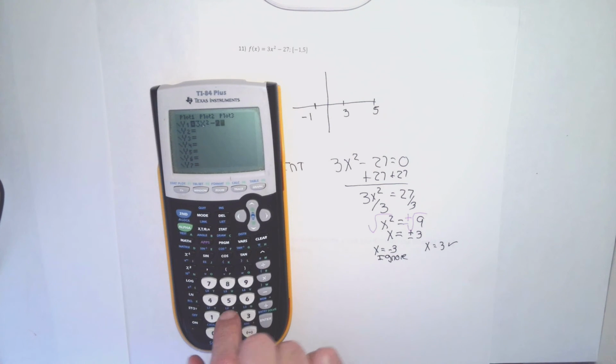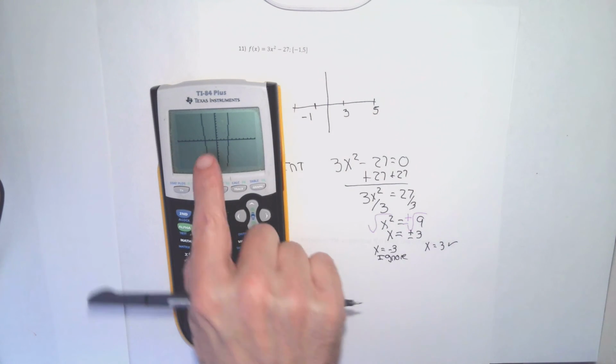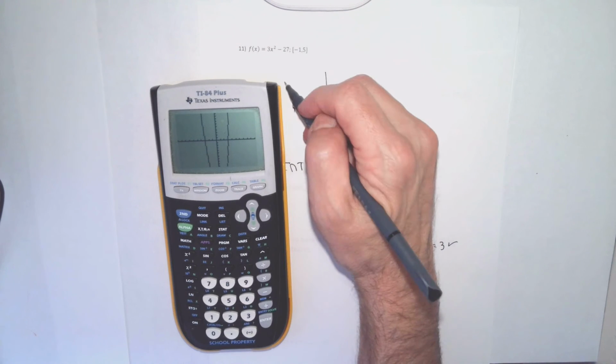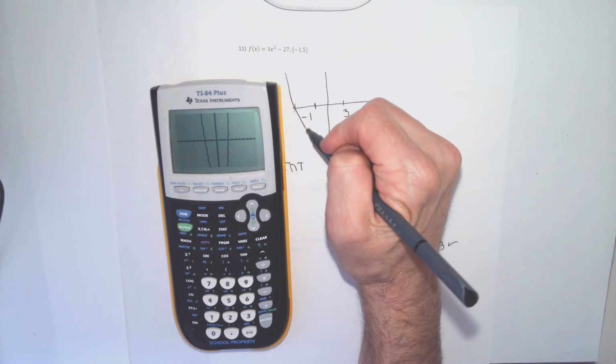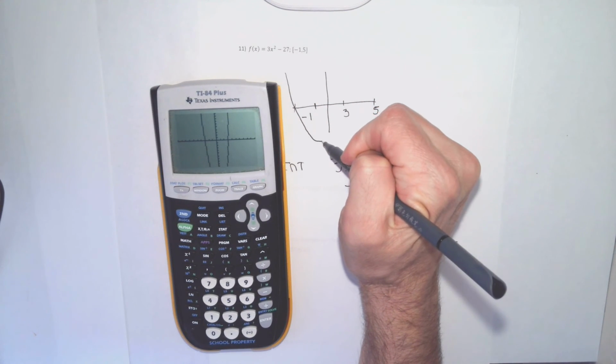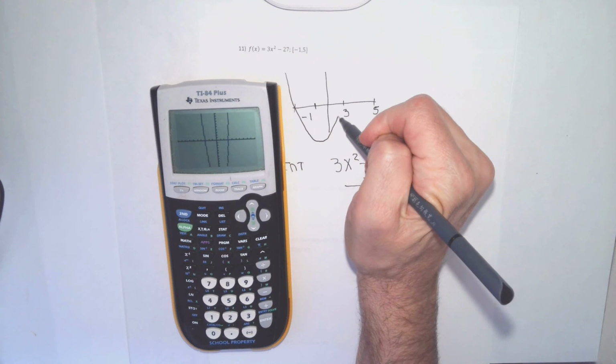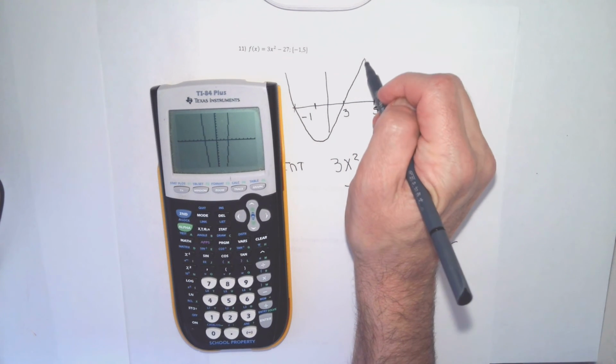As long as I can tell which region of the graph is beneath the x-axis and which is above the x-axis, I'm good. This right here, it passes through the x-axis at -3, goes down, down, down, comes back up, crosses the x-axis at 3, and then keeps going up.